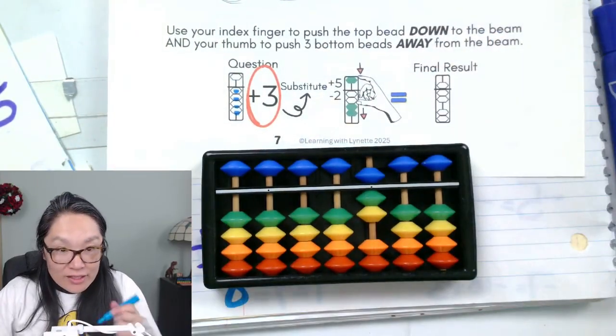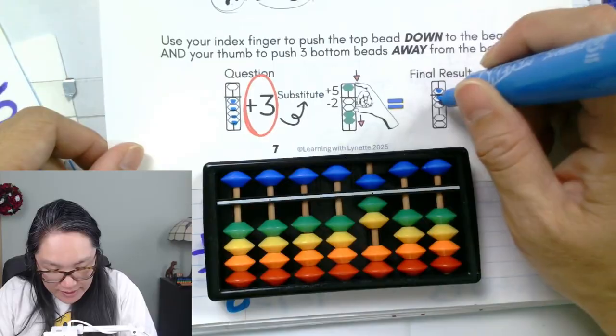And then my final answer is 7. How do I know? 5, 6, 7.